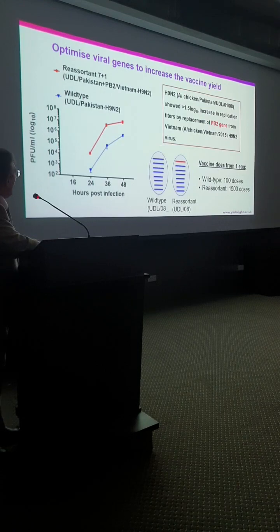For example, here we have this UDL Pakistan virus, and it replicates here. If I use the egg, I can make 100 doses from one egg. But I found a virus, in this case a Vietnam virus, which has higher replication, and we identified which gene makes this virus more replicable, and that was the PB2 gene. We introduced that gene into this blue virus, and the same virus, because HA is the antigen, now in the egg we can get 1,500 doses. Because of 10 times more replication, or 1.5 log extra, and that 1.5 log 10 increase makes a huge difference for the producer.